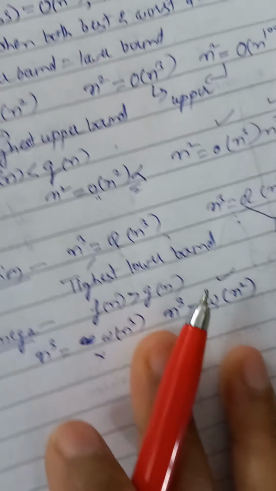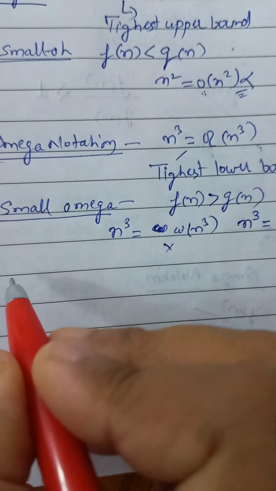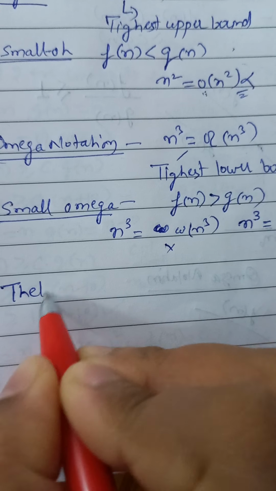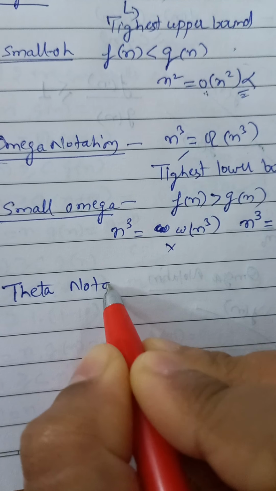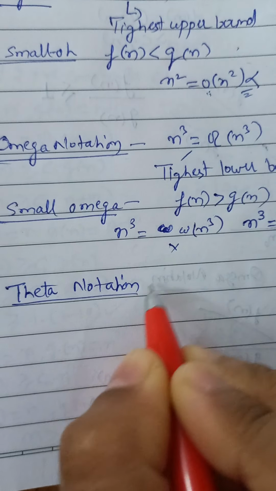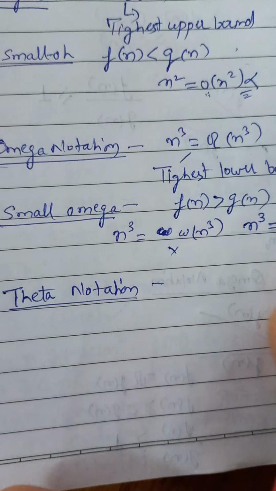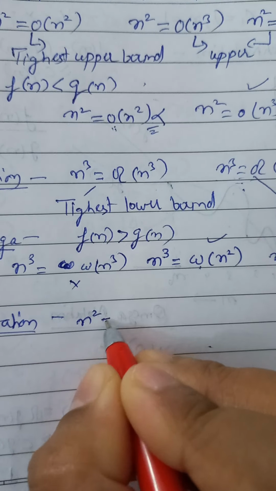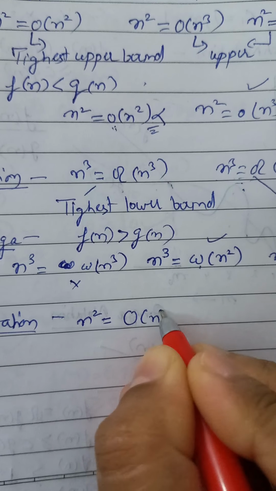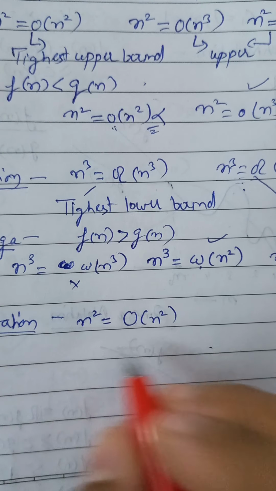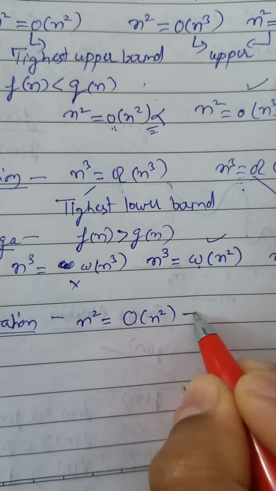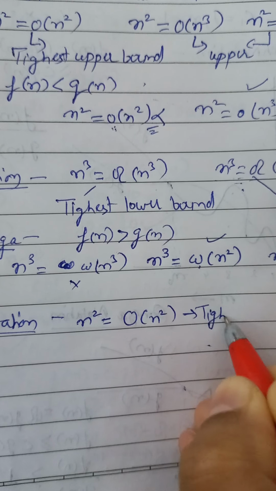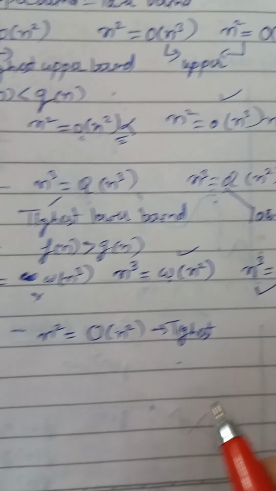Now move to the next. What is left? That is theta notation. So what do we have in theta notation? We have n square is equal to big O of n square. That is called the tightest upper bound.